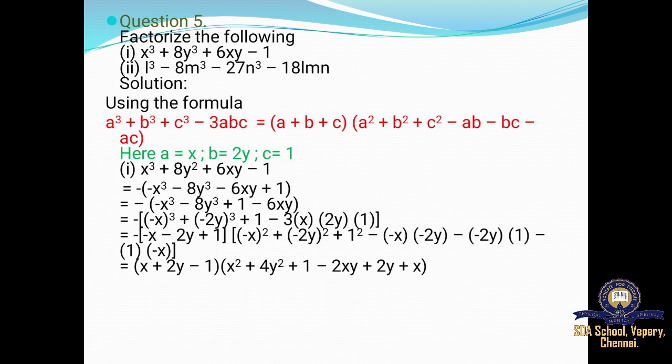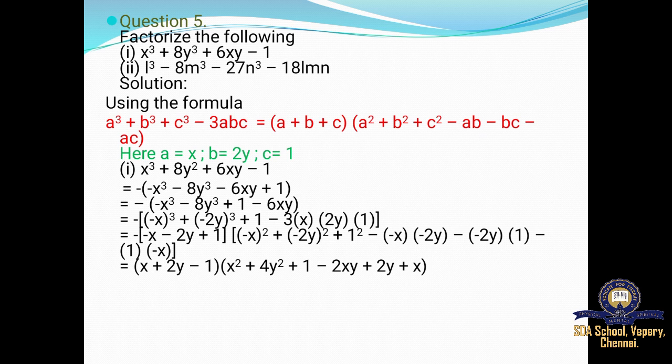Moving on to the next question, number 5. Factorize the following. First subdivision, x cube plus 8y cube plus 6xy minus 1. This is given to me. See, we already have this identity: a cube plus b cube plus c cube minus 3abc equals a plus b plus c into a square plus b square plus c square minus ab minus bc minus ac. If you look into the question, you do not have any such identity as given in the question. It is up to you to make the question into this format, the given identity format, so that you will be able to use the RHS part of this. Got it?